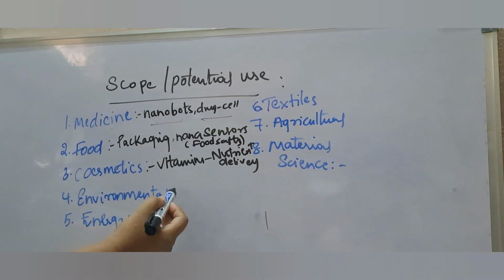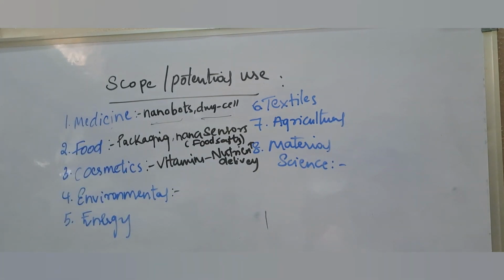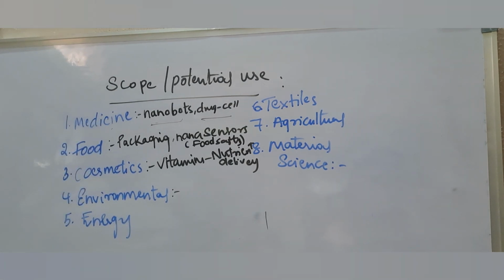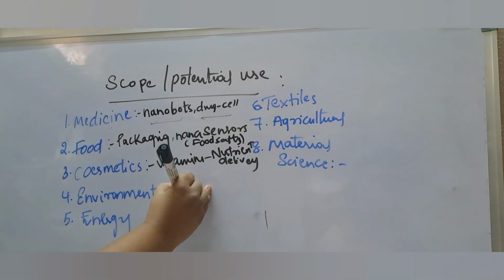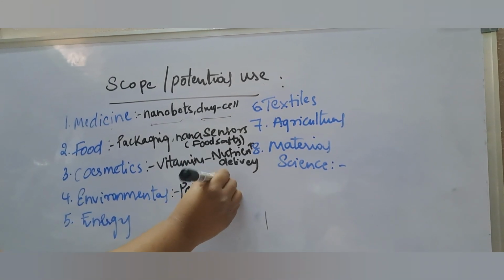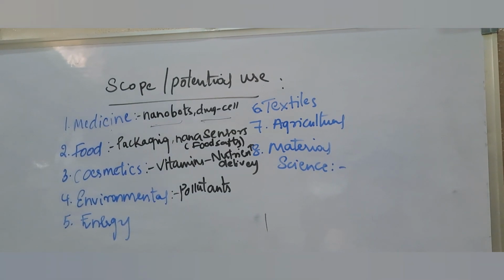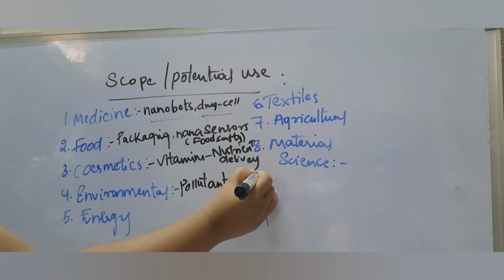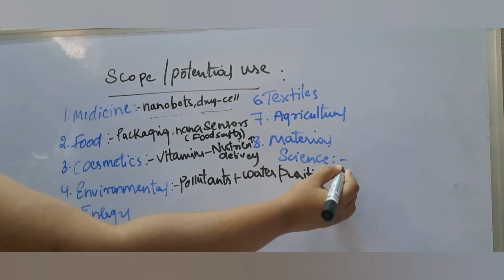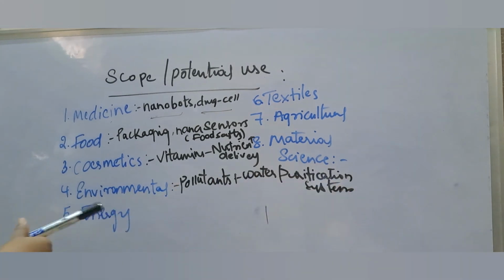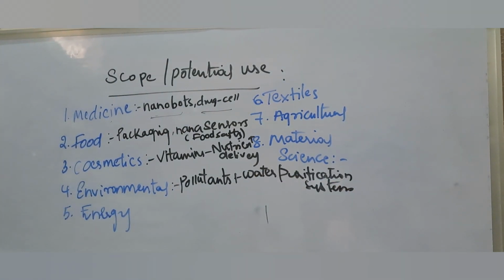And coming to environmental industries, those who are activists, those who work only for the environment, they are mainly using nanotechnology for detection of pollutants, and also for water purification systems. So the environmental industry is using nanotechnology for water purification.